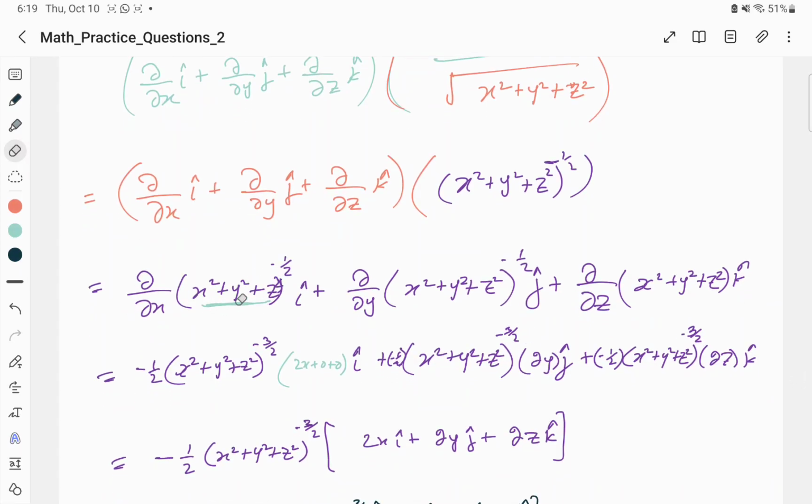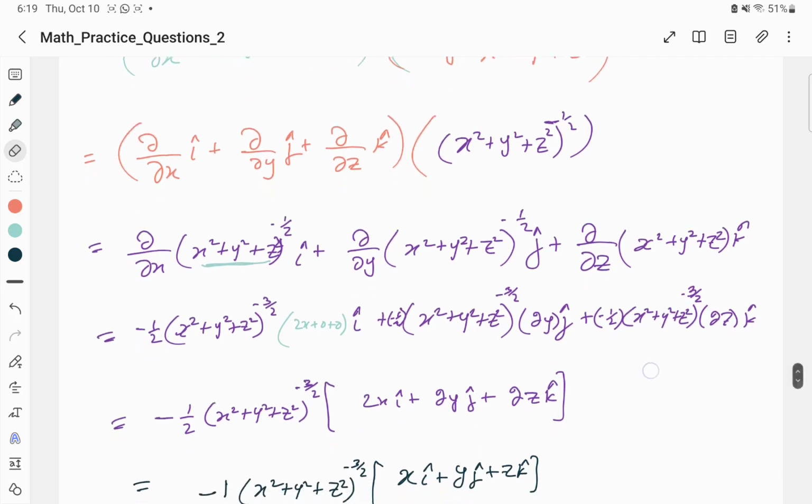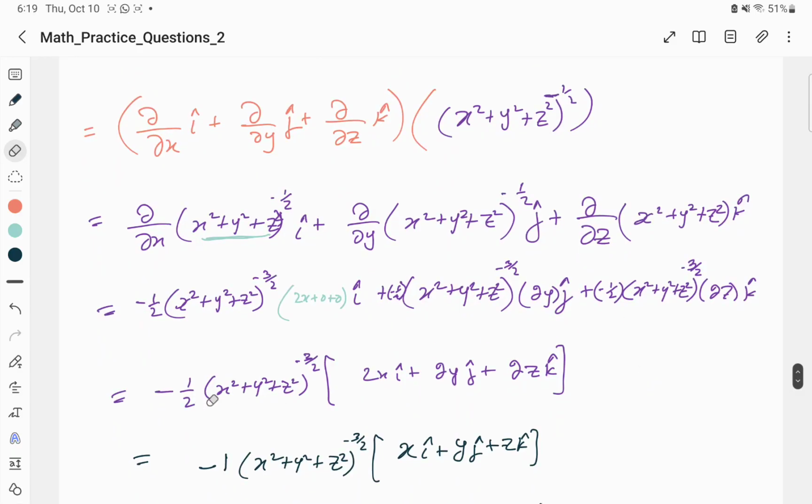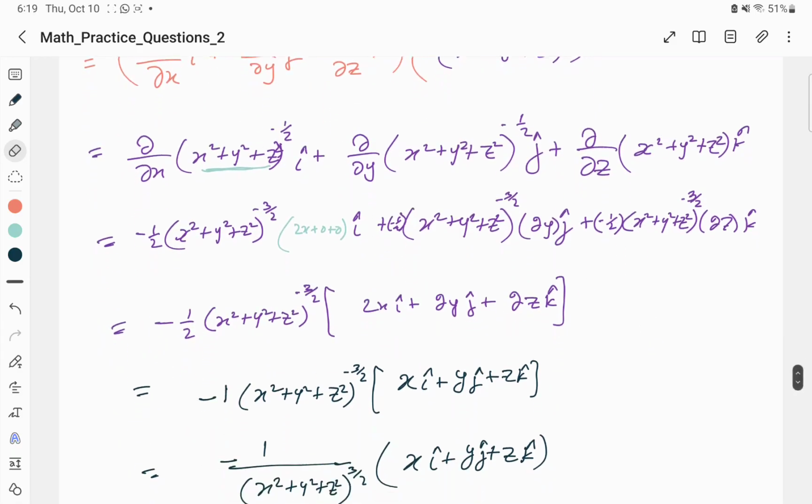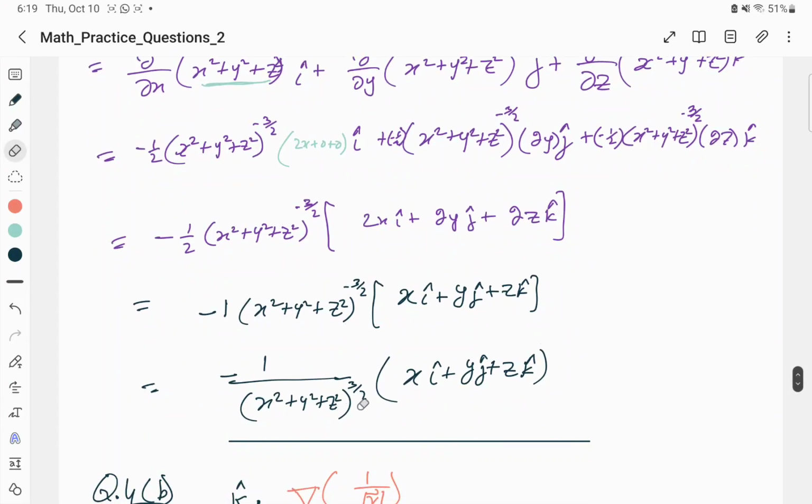So let's take the derivative of this one. We can apply the chain rule. This negative 1 by 2 will come at the start, I will subtract 1 from the exponent, then by using the chain rule, I multiply with the derivative of the inner function with respect to x. That will be 2x. The derivative of y square and z square with respect to x will be 0. This will be the i component. Similarly, I calculated the other derivatives. I simplified, and this was taken out as a common factor, and ultimately we achieved this form.